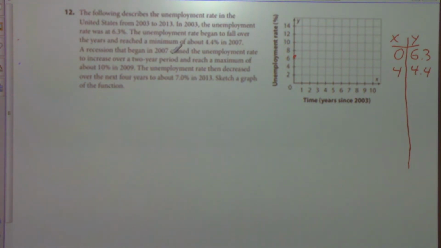And then a recession began in 2007 and caused the unemployment rate to increase over a 2-year period. So what would a 2-year period mean here? So you put 6, right? So if we just add, and see, to me, setting the table is pretty good because you can just see, okay, 2 more years, add 2 to 4, and then we reach a maximum of 10%, which happens to be, I think, almost the current unemployment rate.